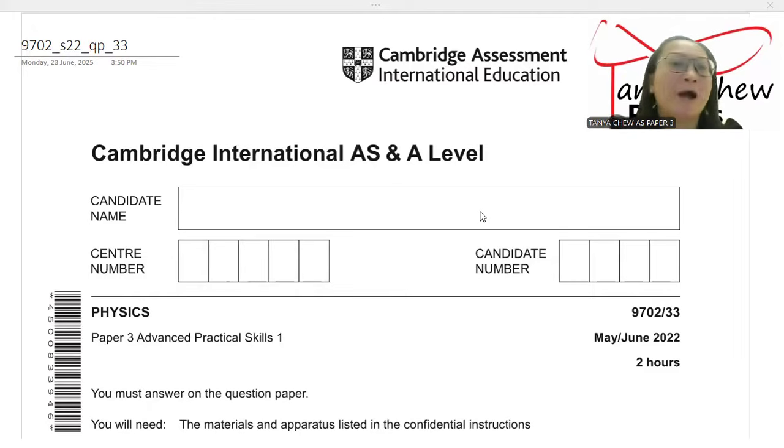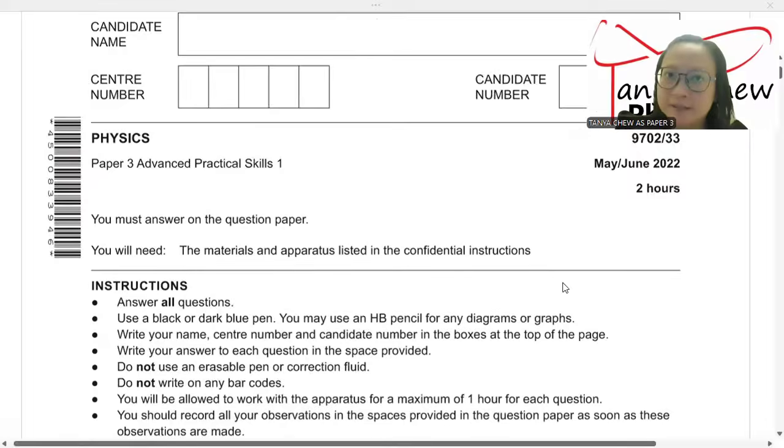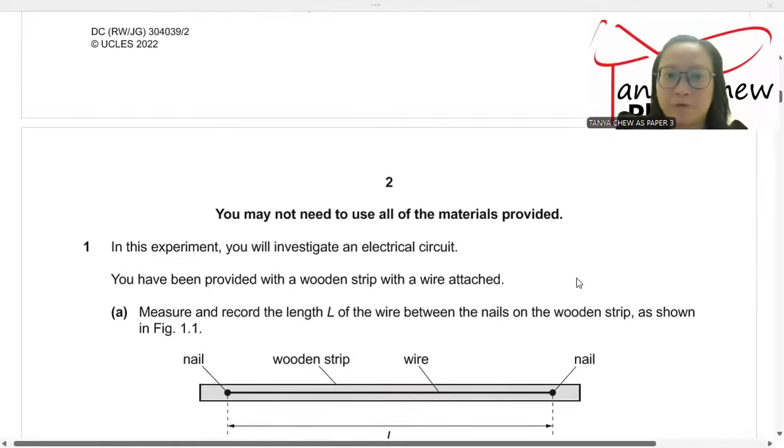In this video, I am going to discuss Cambridge International AS Level Physics, Paper 3, which is Advanced Practical Skills 1. The paper that I'm going to discuss in this video is May-June 2022, Paper 33. So let us get started with the first question itself.